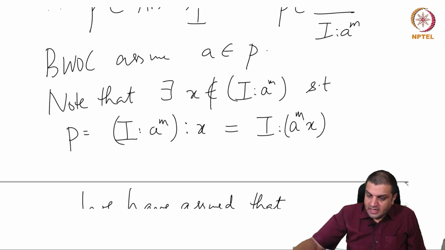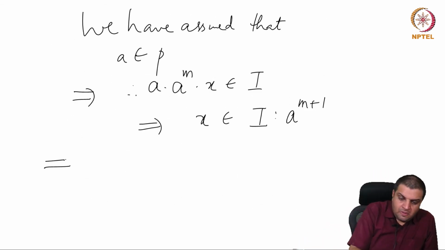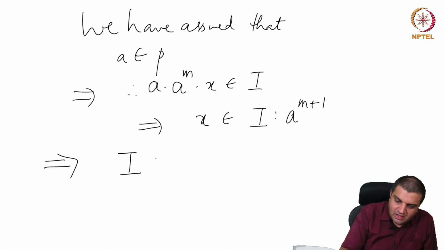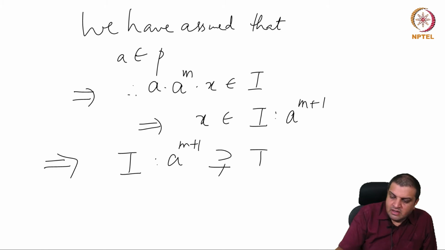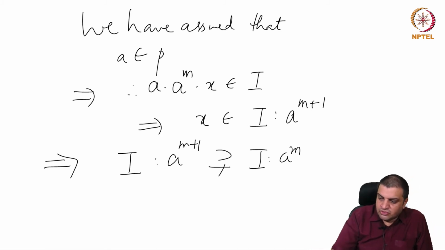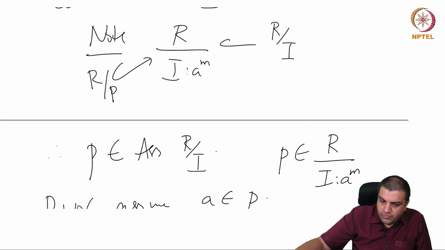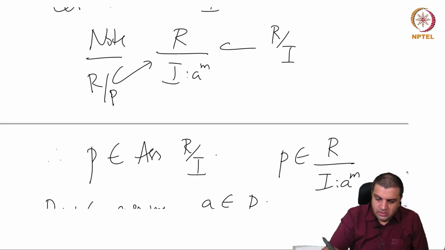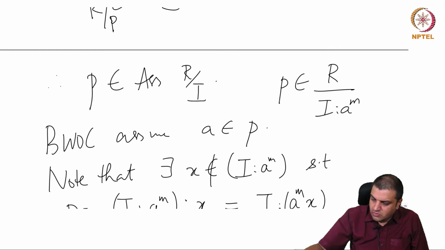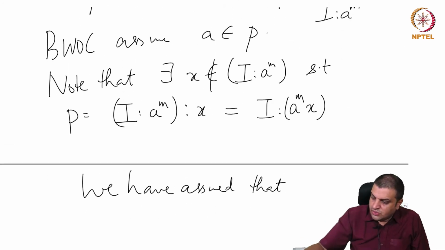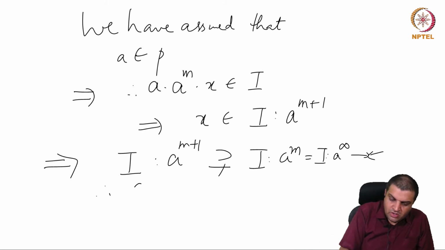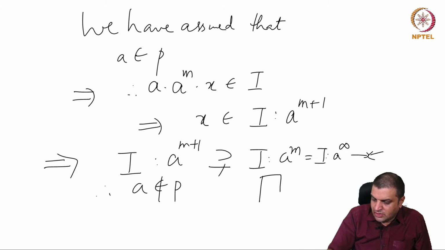Okay. But where did we pick x? x was not inside I colon A to the m. But this now implies that I colon A to the m plus 1 is strictly bigger than I colon A to the m, which is a contradiction because this was a stable value. The contradiction came because of this assumption. Therefore A is not inside P. Okay? So that's the end of this proof.